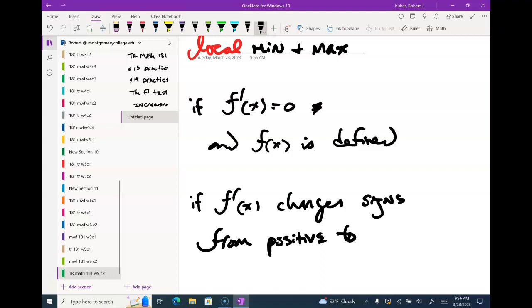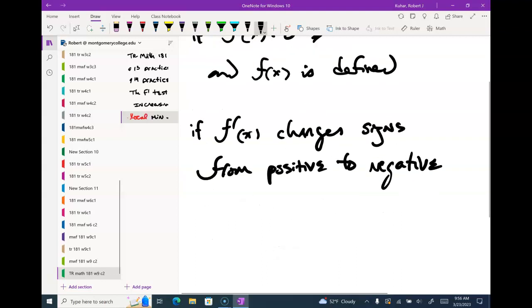Remember I told you how much of a headache this chapter was? Are you believing me now? Because wait till you see us even do a problem. I'm just telling you what we're going to be doing. I haven't done a problem yet. And it's taken forever, right? If f prime of x changes signs from positive to negative, think about it. From positive derivatives to negative derivatives, what's going to happen at that critical value? I'm going to have c comma f of c is a local max.